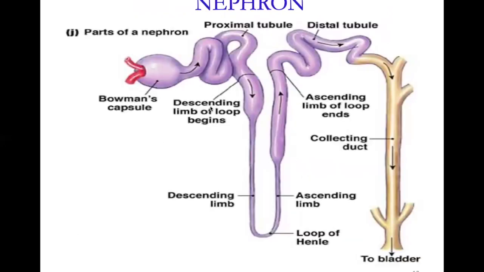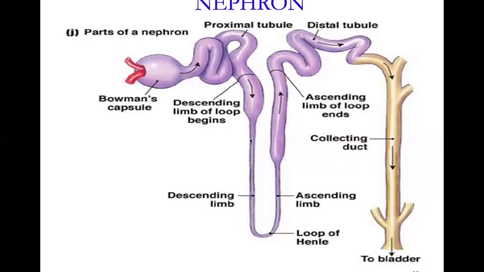The different parts of the nephron. They are the Bowman's capsule. Inside the Bowman's capsule is the glomerulus. One is an afferent arteriole and one is an efferent arteriole. This is the place inside the Bowman's capsule where filtration takes place, and it is also called ultrafiltration. The waste enters into the tubule.